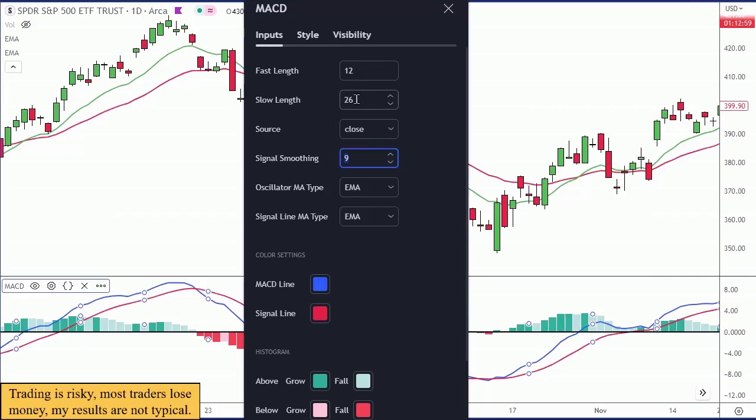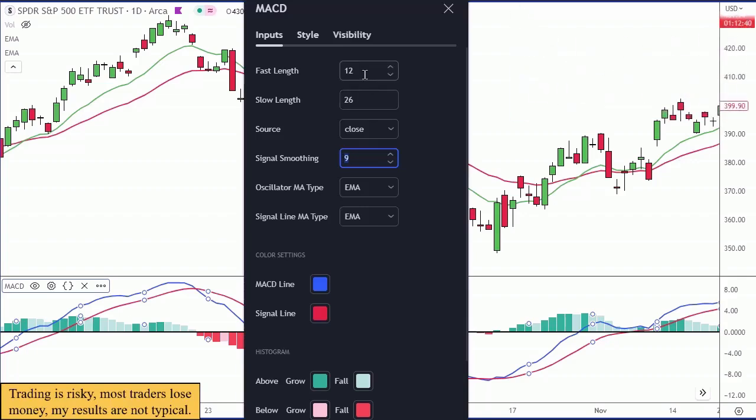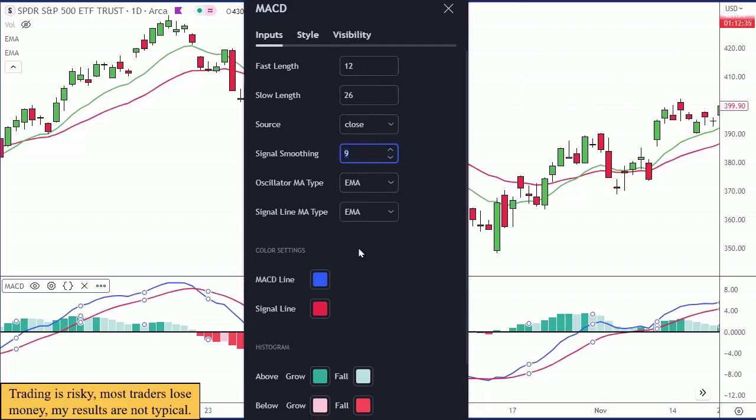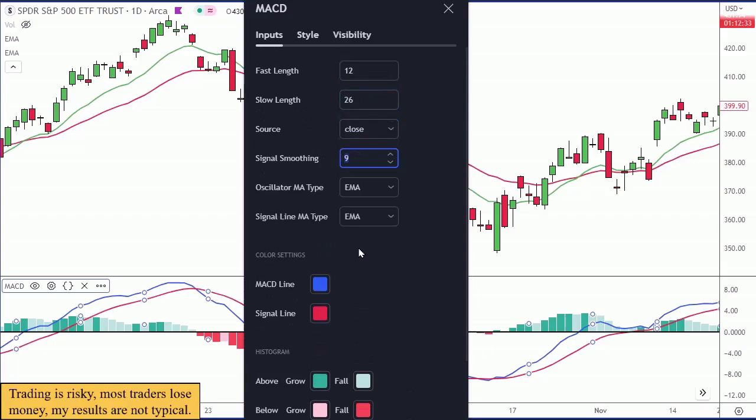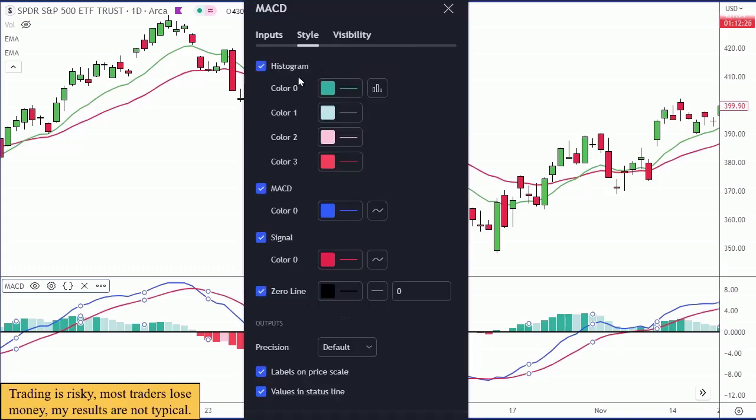So it is not a trend indicator, it's an acceleration indicator. It tells you how fast the 12-period exponential moving average is moving away from the 26. So it's an acceleration indicator. So the problem is, okay, how do we read this? What is a shortcut way of reading this? And so now we've added what we call the histogram.